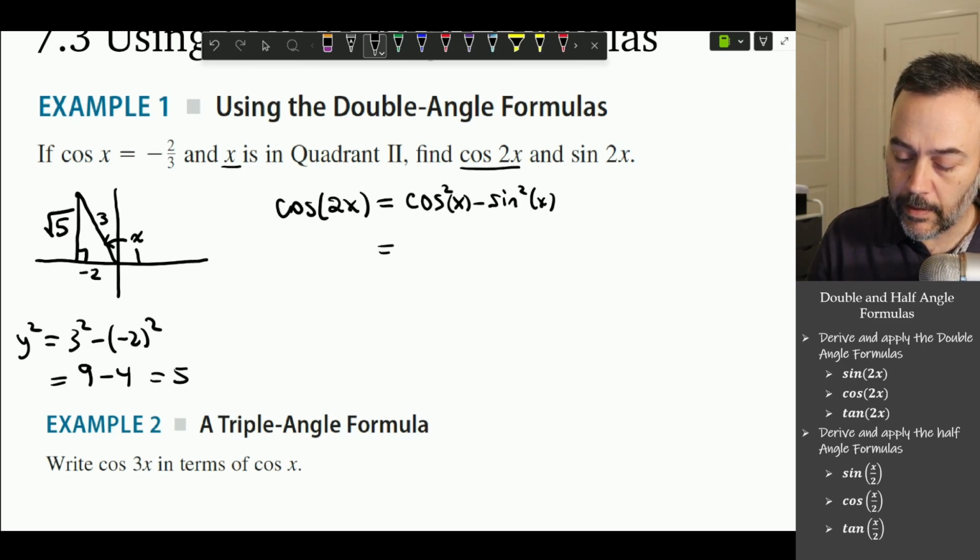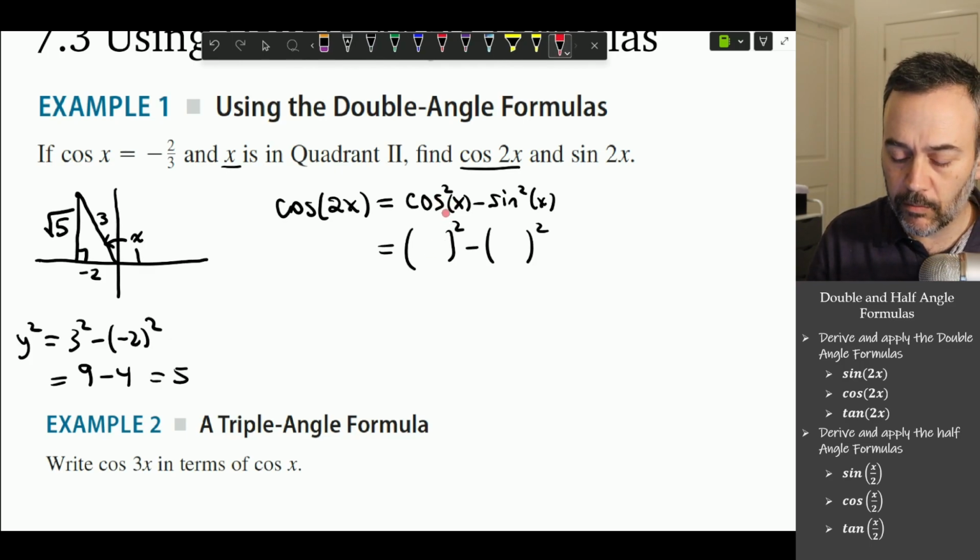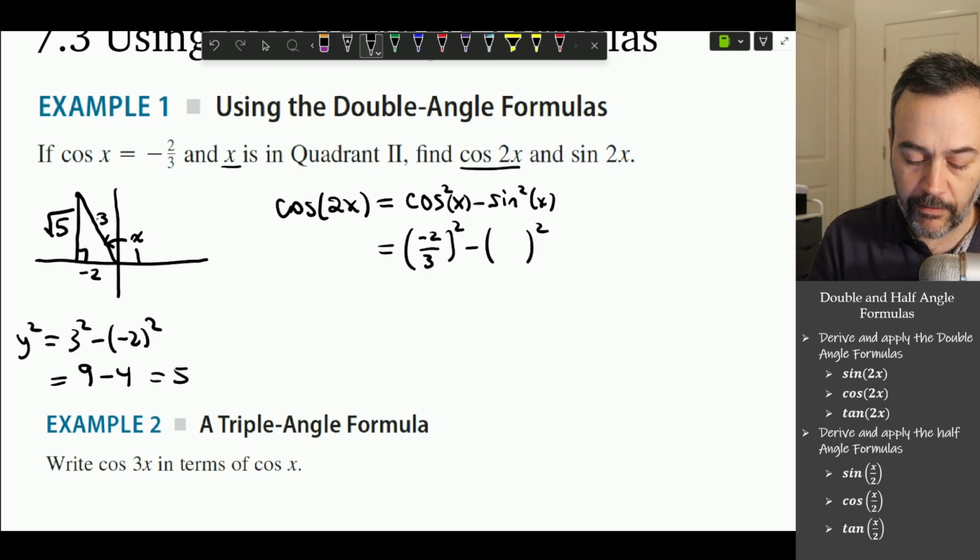Okay, now I can write it like this. Cosine squared, sine squared. What is cosine of x? Cosine of x is what was given. It's negative 2/3. So this is negative 2/3. What's the sine of x? It's root 5 over 3.